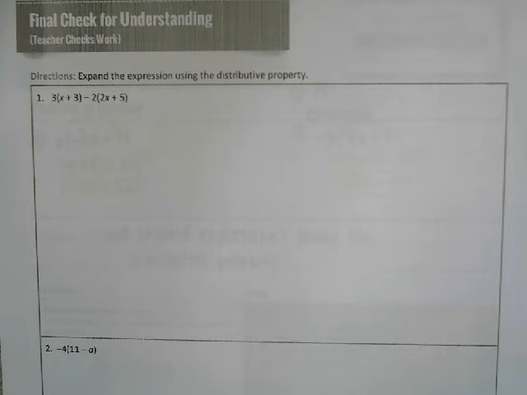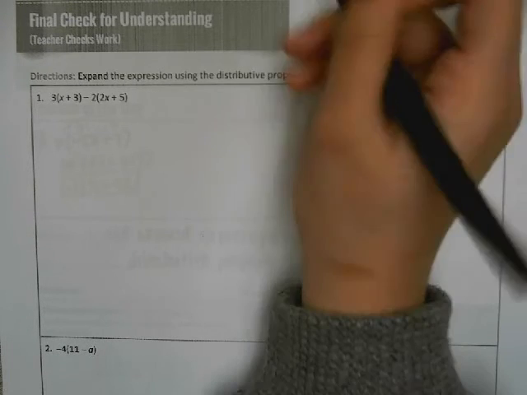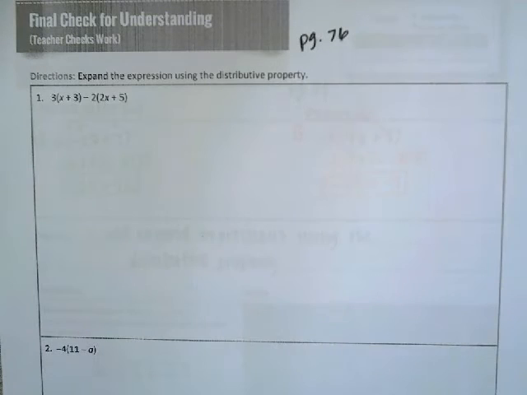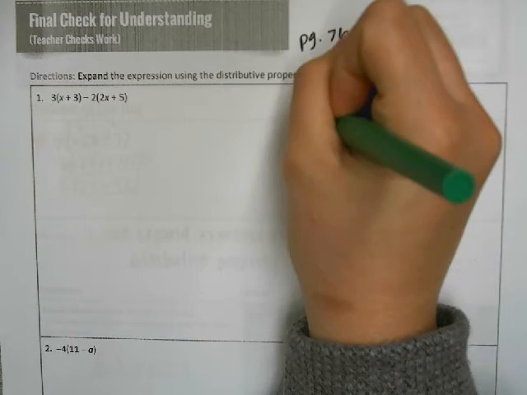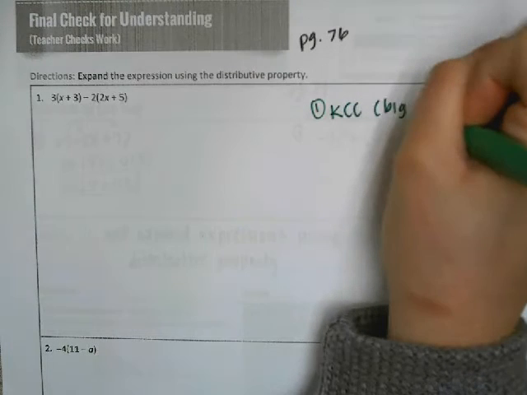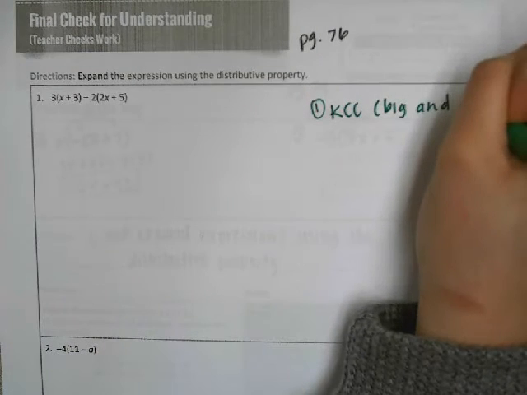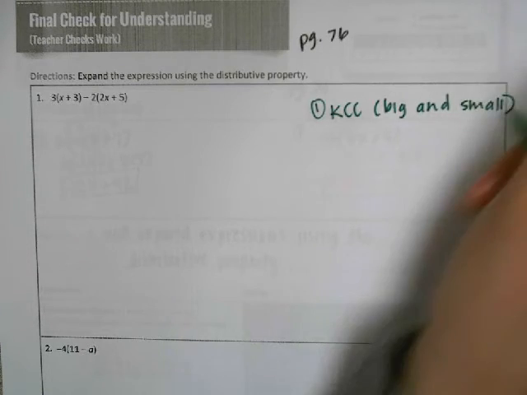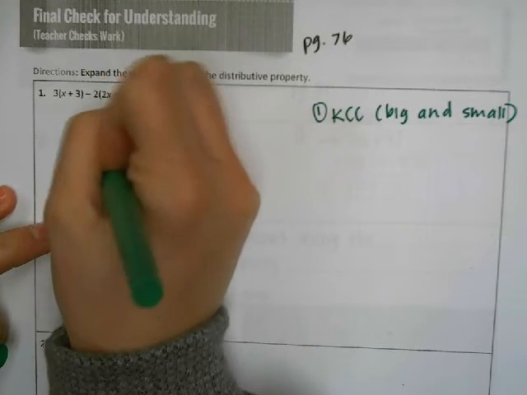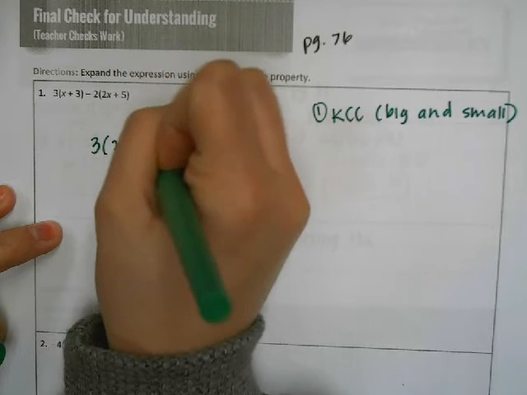Okay, so let's turn the page. We're now on page 76 in our volume 2 books. And let's start off with our first step as keep, change. Let's do big and small if necessary. So I'm going to do that right now so that we can see it as we write it.